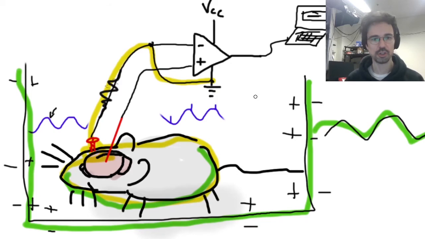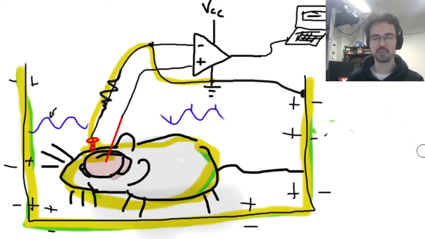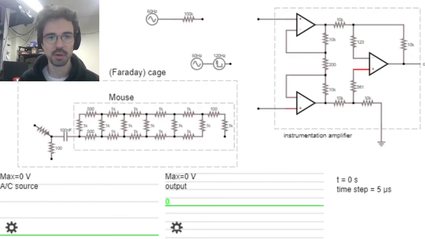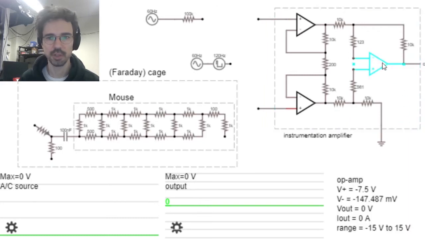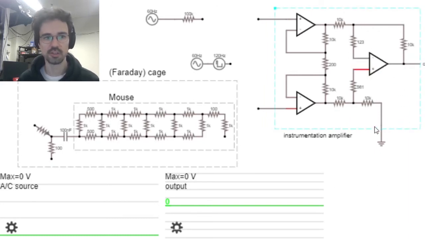A simple solution to that is to just take the entire cage and ground it. And so now everything is more or less at the same level and the ground screw can do its job more easily. So here, just to give us another way of thinking about it and a bit of intuition, I built the exact same situation in the circuit simulator. This guy here should be familiar to you by now. This is just our instrumentation amplifier.